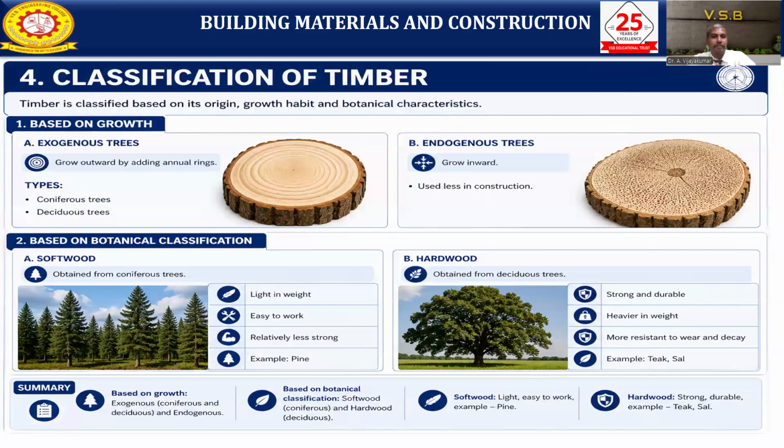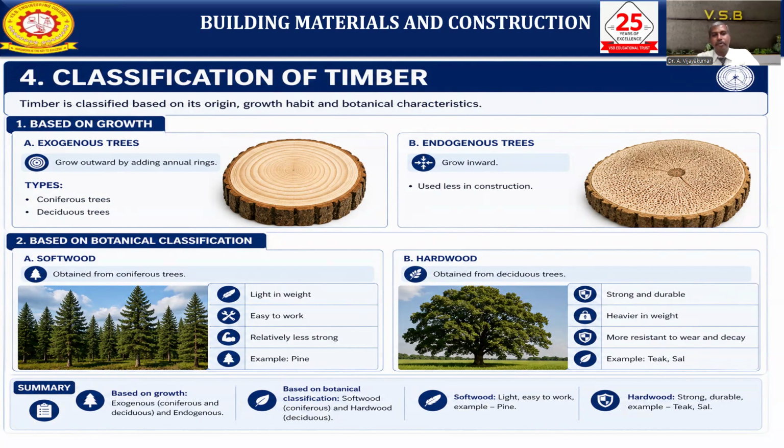So we have a different classification of timber based on growth. That is called exogenous trees, which means they grow outward by adding annual rings, having two types: coniferous trees and deciduous trees. And the second one is the endogenous tree, in which the growth will be inward. The use is limited, and the strength will be very less.